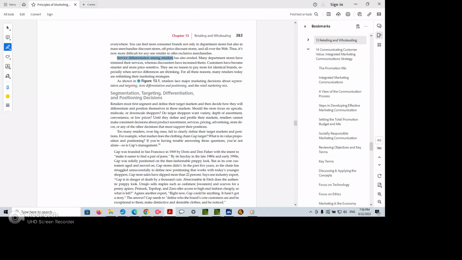And if you think about it, the reason why is either they found a way to get competitive advantage. Why? If you can reduce the cost, you can increase your profit. Or if you could find something value added to maintain your price, you can also get competitive advantage as well. Customers have been smarter and more sensitive. They see no reason to pay more for identical brands, especially when service differences are shrinking. For all these reasons, retailers today are rethinking their marketing strategies.